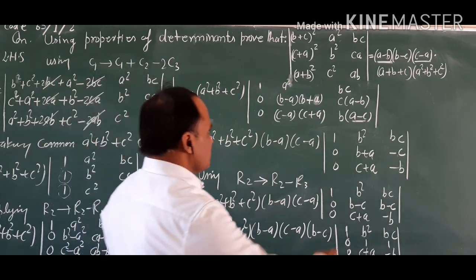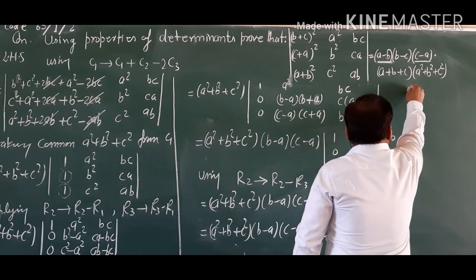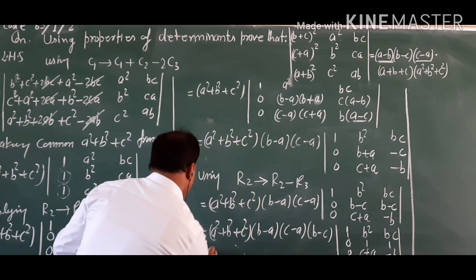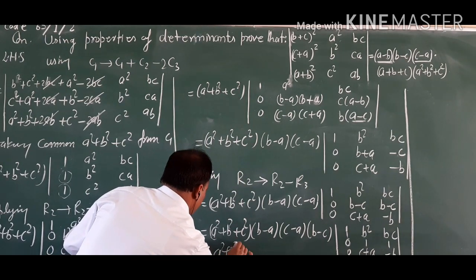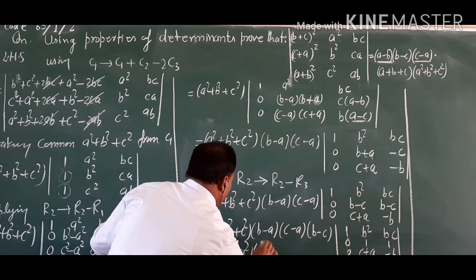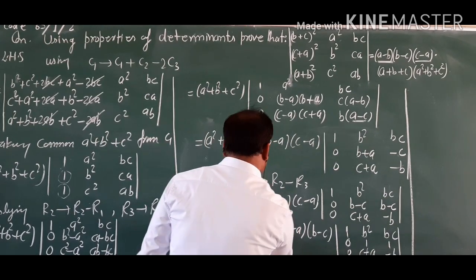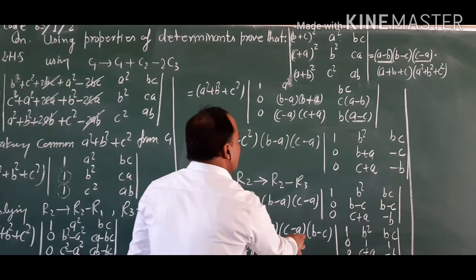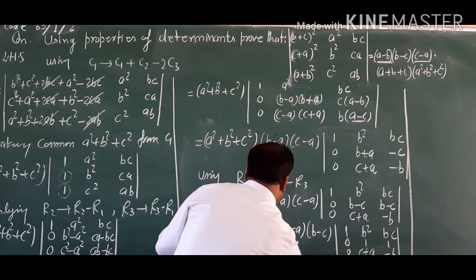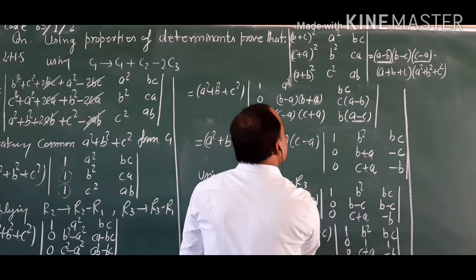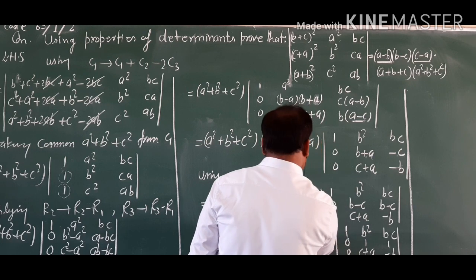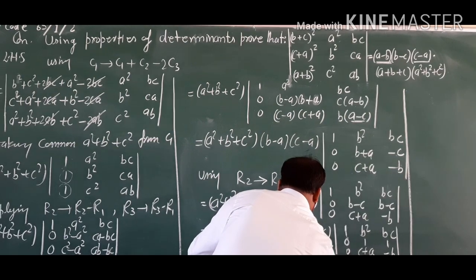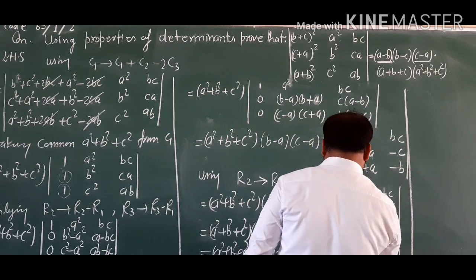For splitting, we should see here. This should stay as it is. Here is b minus a and we have to put a minus b, so we should take minus common and write it as a minus b. And here is b minus c, we should write it as b minus c, and c minus a we have, so we should write it as c minus a. And now split with this one.